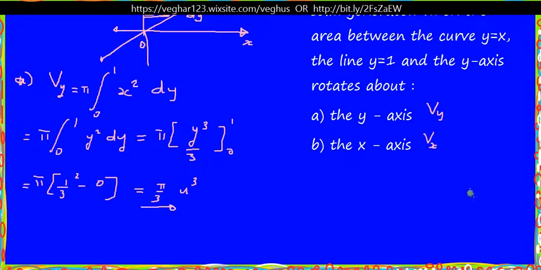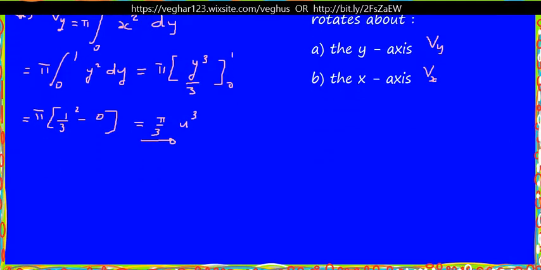So let's see number B. As you can see, you have a rotation which is different from the strip. Then you'll use the shell method. Your limit is 0 and 1. So you use the shell method.